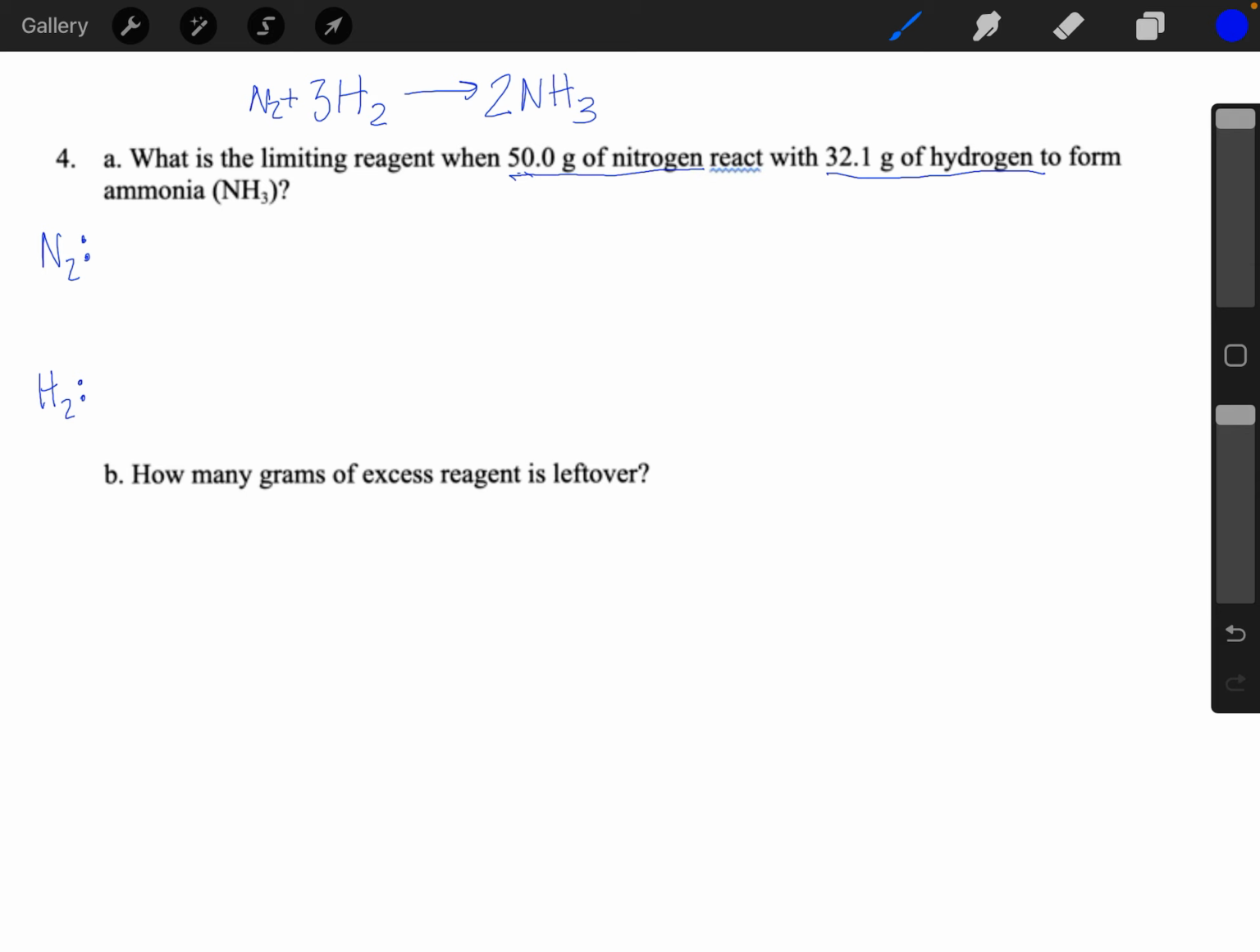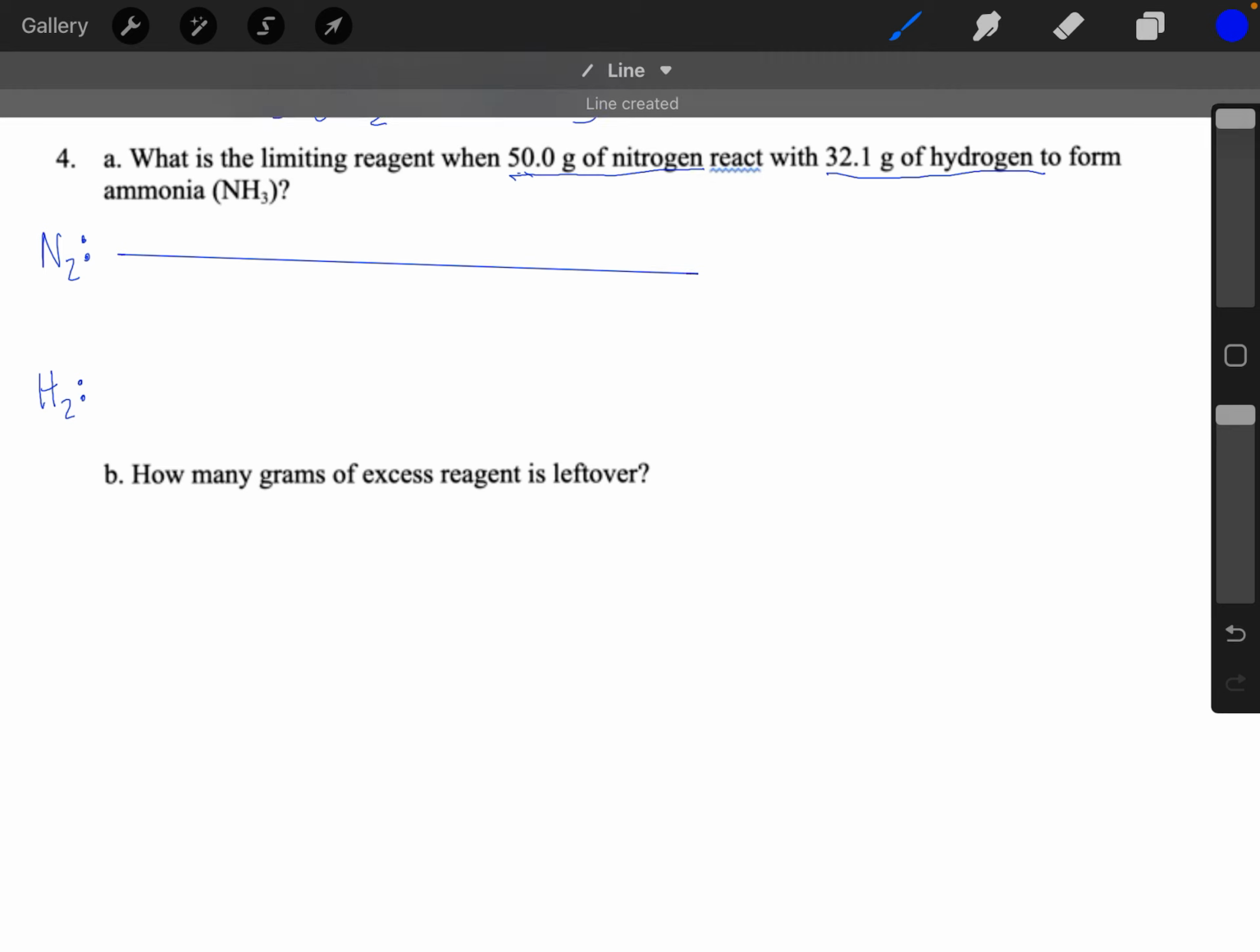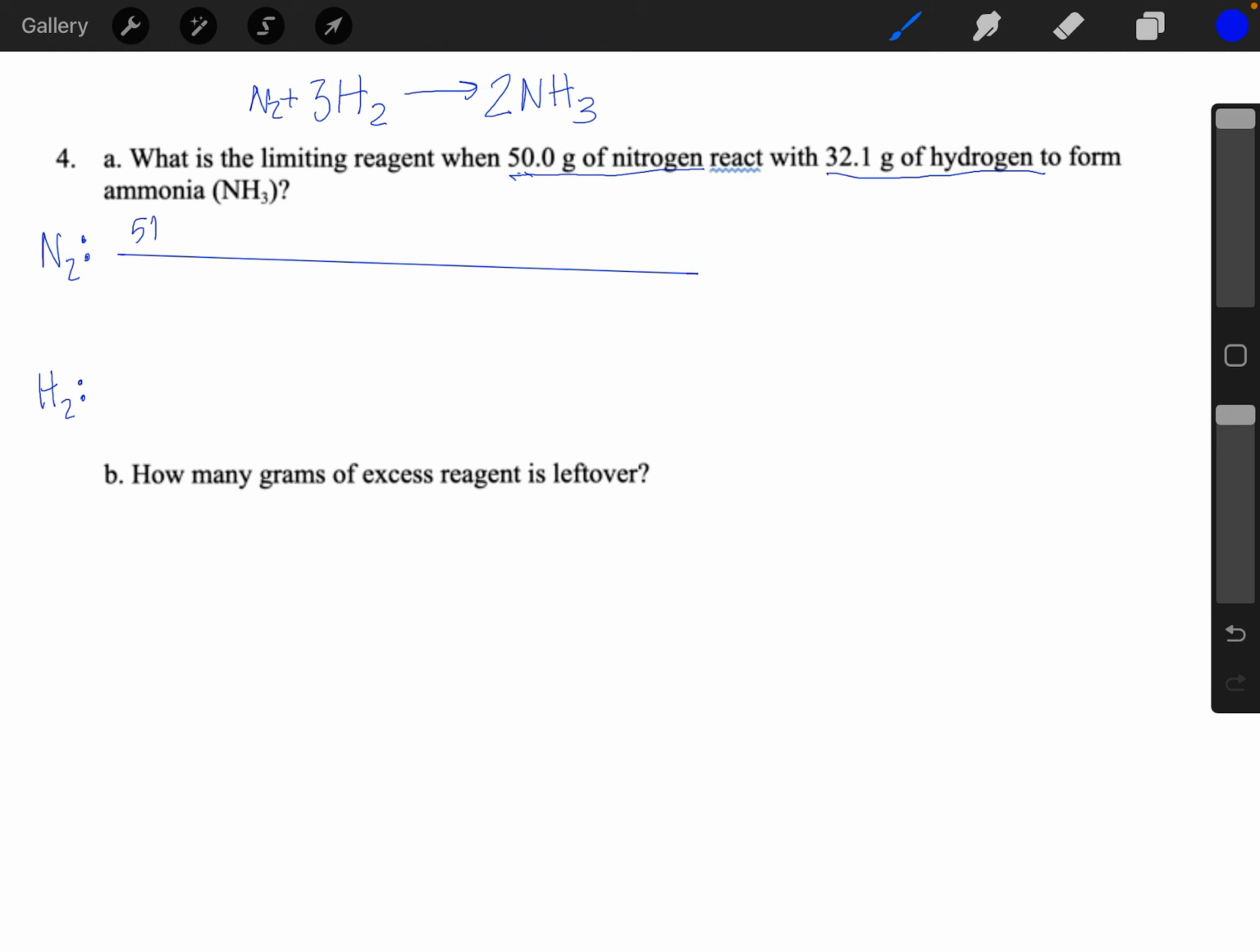Anyways, you know that you have two givens. So that means you need to see who is going to be the limiting reagent, who's going to make less. I'm going to take myself straight to grams of ammonia because that's just what I like to do. So I'm going to say 50 grams of nitrogen, and I want to get myself to grams of ammonia. So that's going to be my last fraction.